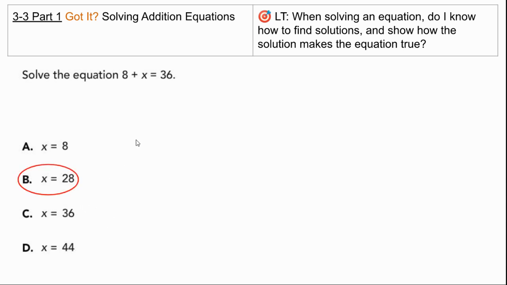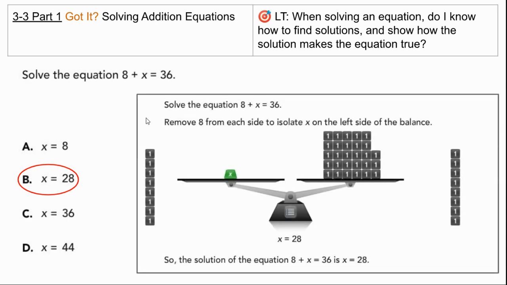The correct answer is going to be 28. So if we had x plus 8, that would equal 36. If we take 8 from the left, then we take 8 from the right, we're left with x equals 28. When we look at this, notice that it's like an array. We have 1, 2, 3, 4, 5 by 5. That's 25, 26, 27, 28. So the solution of the equation 8 plus x equals 36 is x equals 28.